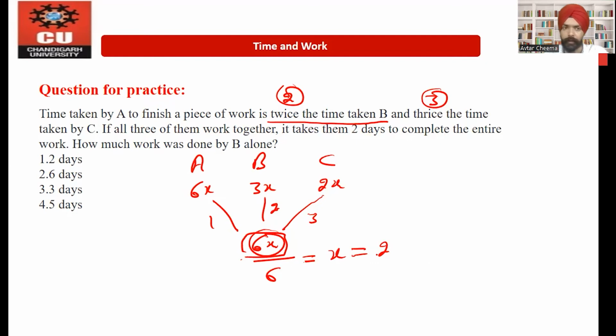So if x is equal to 2, then we have to find out in how many days B alone can complete the work. B is taking 3x days, but x is already given as 2. So 3 multiplied by 2 means 6 days. So the answer will be the second one.